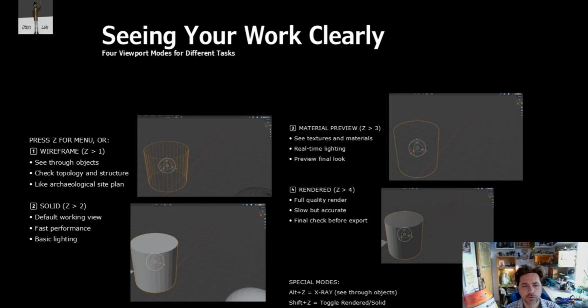Alright, now let's go into the viewport shading. Press Z to switch to viewport shading modes. The wireframe lets you see through objects, like an archaeological dig site plan or the plan of a building.